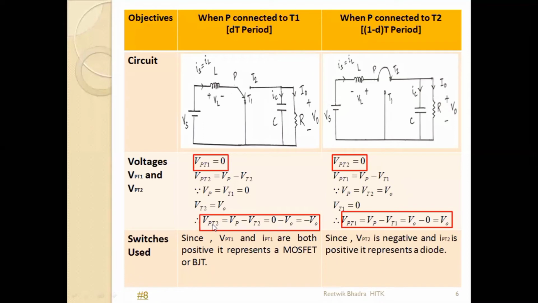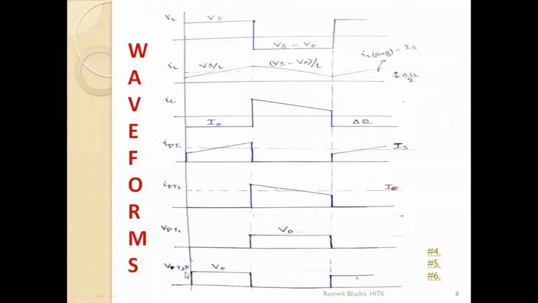Now PT2, minus V0. What is PT2 over here? 0. So I'll get minus V0, 0, minus V0. What I have plotted over here is T2P, so V0, 0, V0. If you have plotted PT2, you have to get minus V0, 0, minus V0.